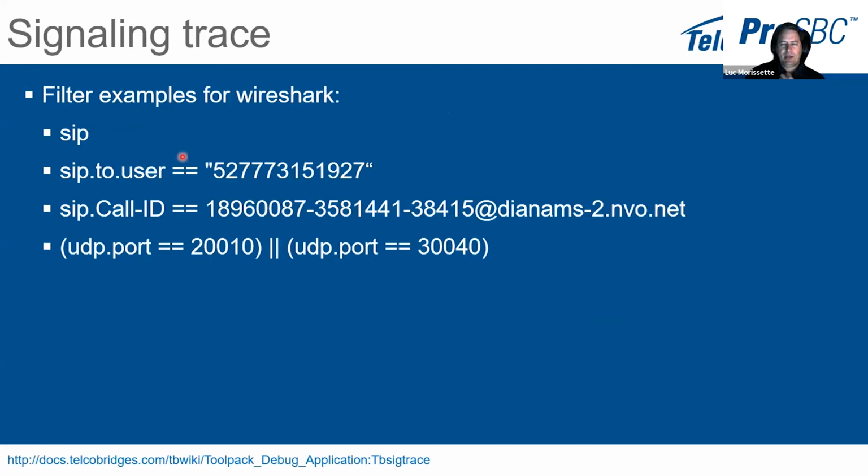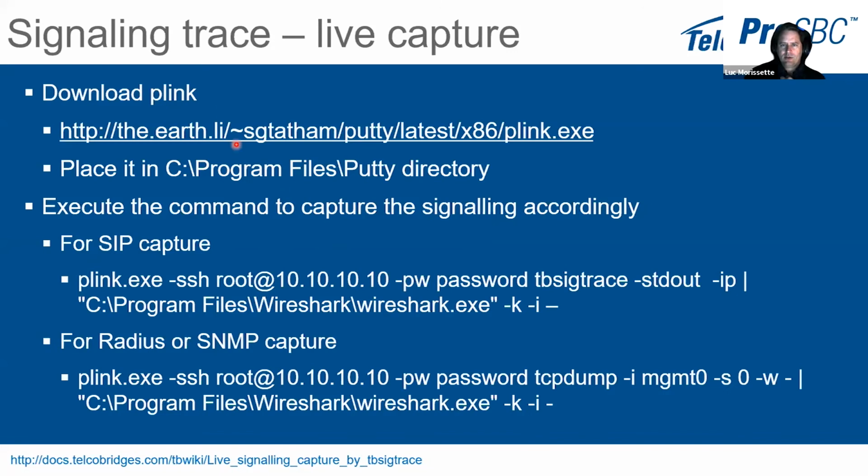The SIP can be filtered, of course, with certain filters in Wireshark. So here I just give some examples that can help you to filter the calls. Okay. Then you have the live capture. So instead of using the procedure I just showed you with the SFTP and stuff like that, you can use the PLink application.